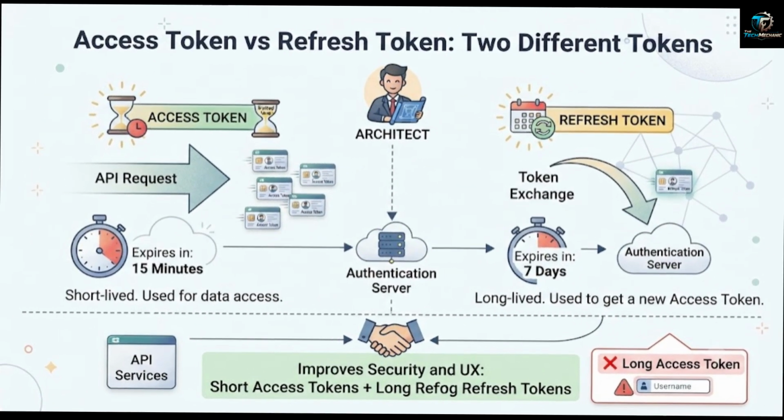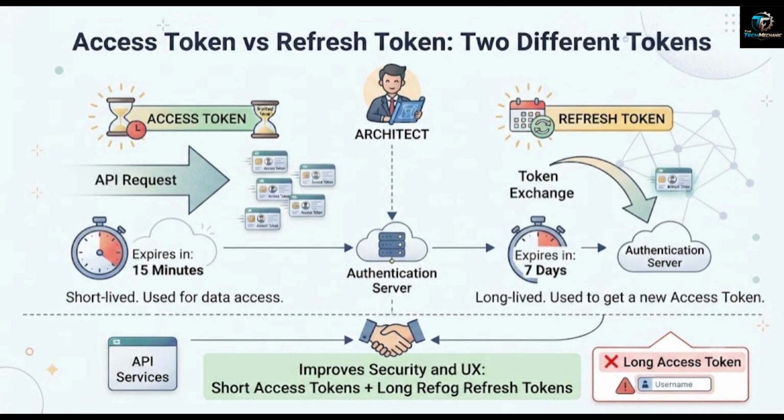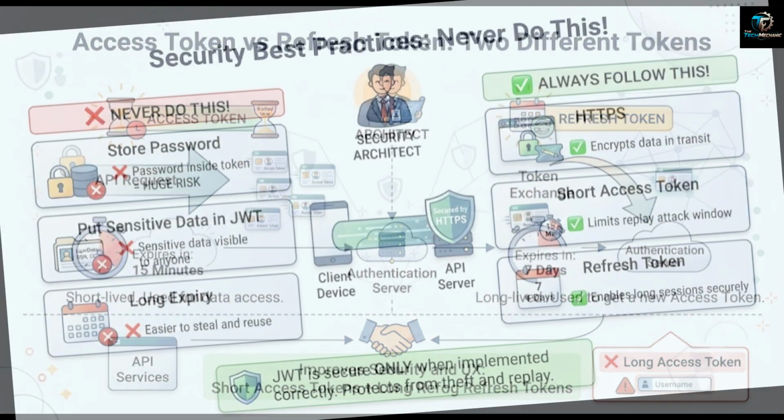Architects usually use two types of tokens. The access token is short-lived and is used for normal API requests. The refresh token lasts much longer and is only used to obtain a new access token when the old one expires. This improves both security and user experience.